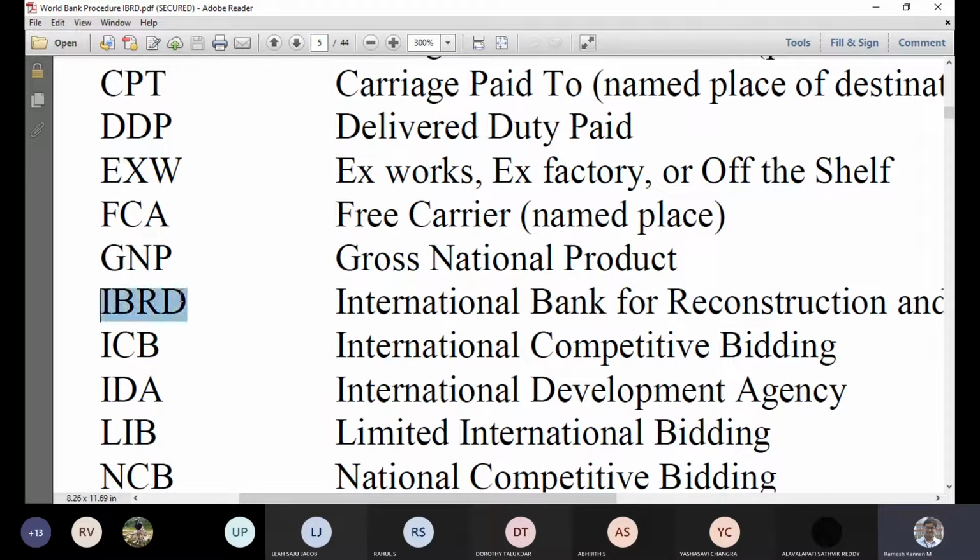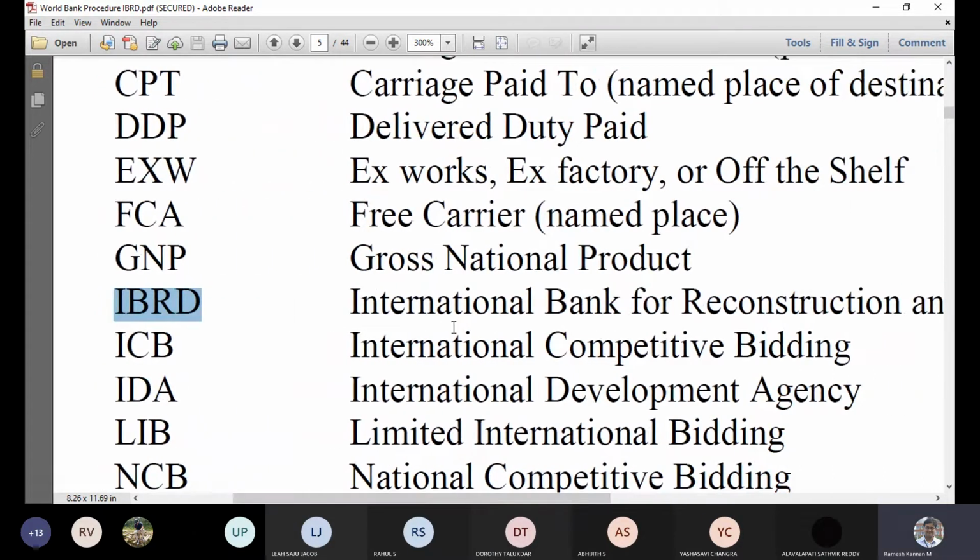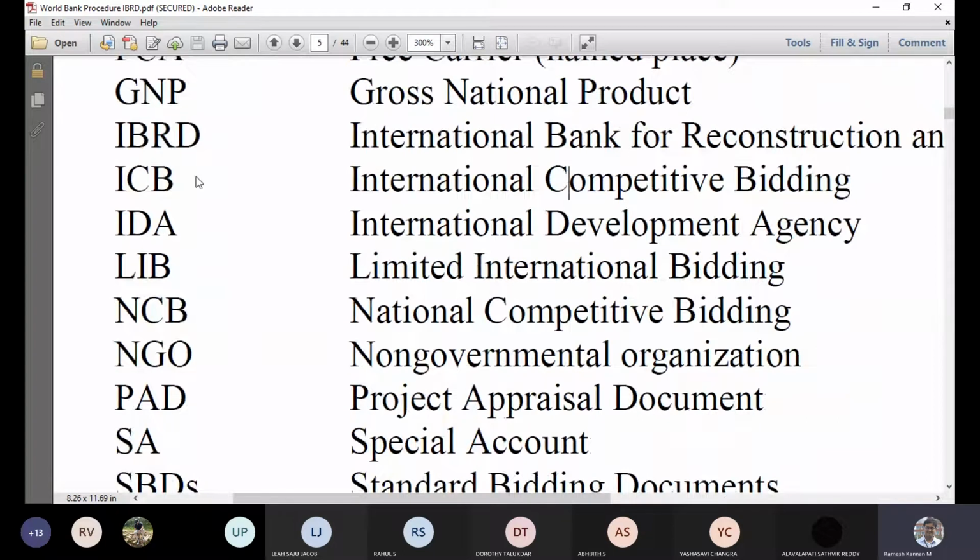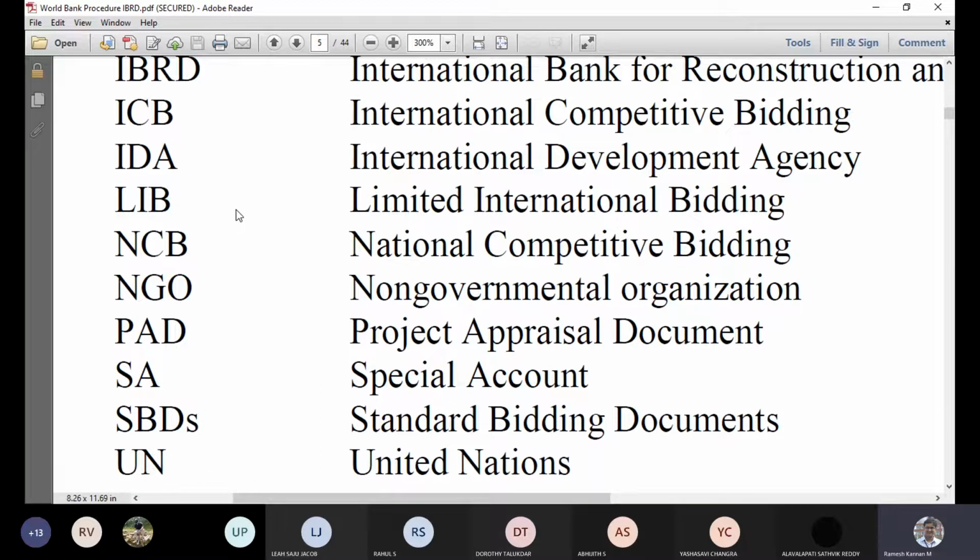And what we are looking at here is IBRD, which is the International Bank for Reconstruction and Development. And ICB is always international competitive bidding. Generally, people misuse this as Indian competitive bidding, but for other country-specific it is national competitive bidding. Even if an Indian construction project gets outsourced to a company from another country, then it is international competitive bidding. It's not Indian competitive bidding or something. Then IDA is the International Development Association, which is the one which sanctions the loan. And then LIB is limited international bidding, and NCB is national competitive bidding.